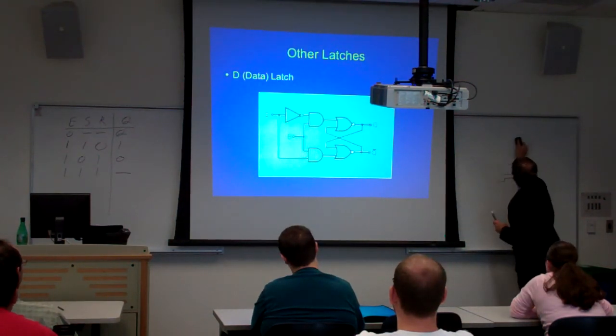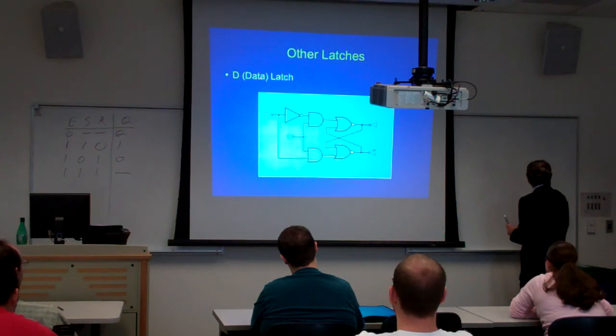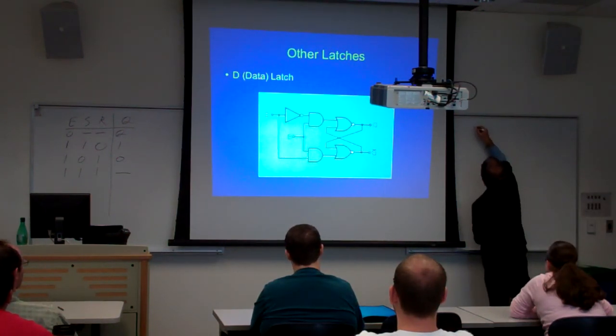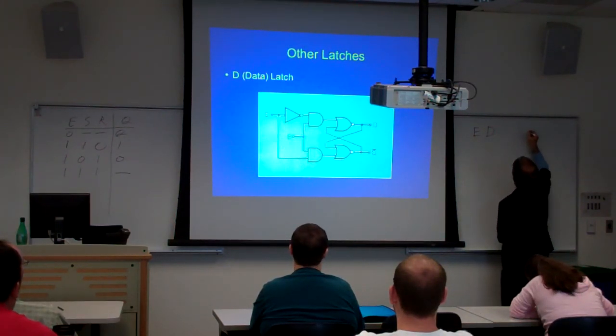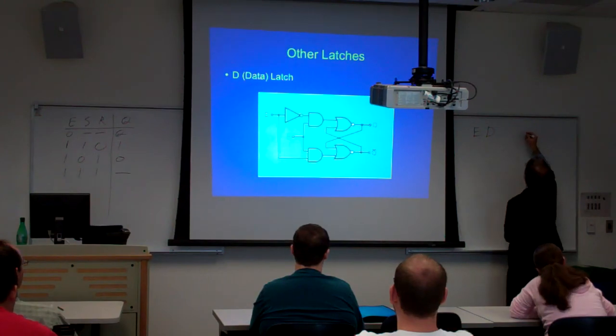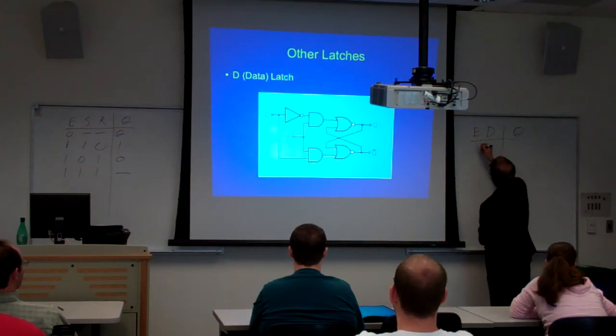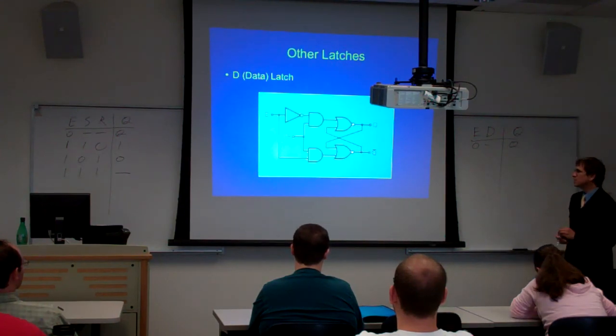So a D flip-flop, you don't need to worry about a set input and a reset input. You just have a single input, which is D. You have an enable line, you have a data line, and you have a Q. If enable is zero, Q just stays a Q. Nothing changes.